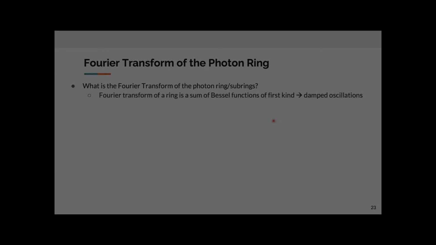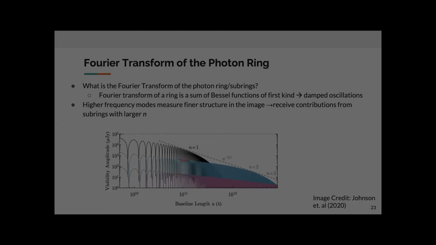Well, in general, we know that the Fourier transform of a ring can be written as a sum of Bessel functions of the first kind, and will therefore have some sort of damped oscillatory structure. And we also know that higher frequency Fourier modes measure finer structure on the image. Since the finest structures on the image will be dominated by the higher order subrings, the very thin subrings, we expect that higher frequency modes will receive contributions from subrings with larger n. And so all of this together tells us that the picture we expect to see is something like this.